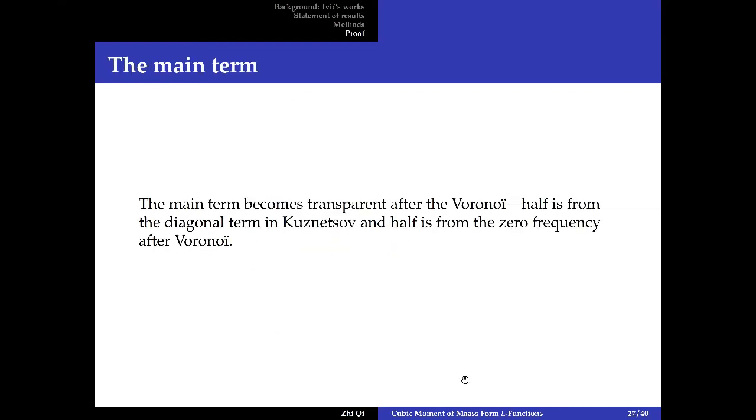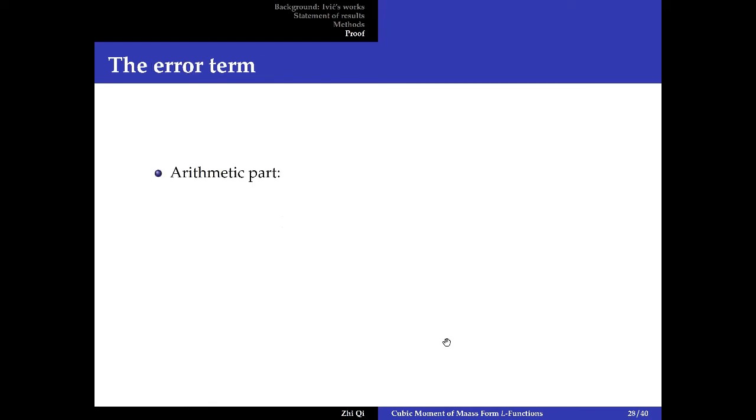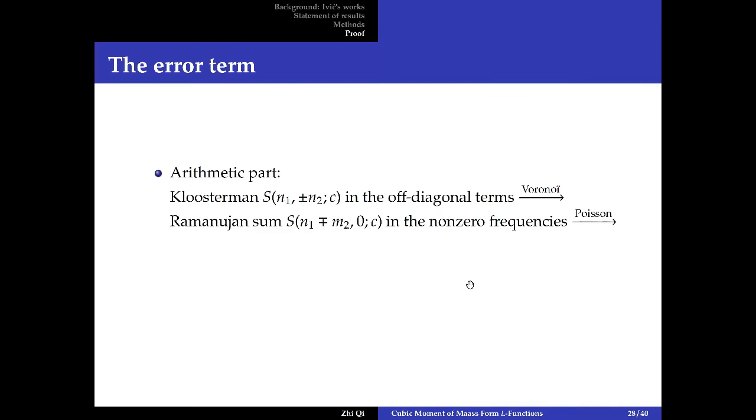So the main term, like I said, becomes transparent after the Voronoi. Half is from the diagonal term in Kuznetsov, and half is from the zero frequency after Voronoi. So I'm going to skip this, and let's come to the error term. For the arithmetic part, you start with a Kloosterman sum, and then you apply Voronoi. You will get a Ramanujan sum. And here, this M2 will be the dual variable corresponding to N2.